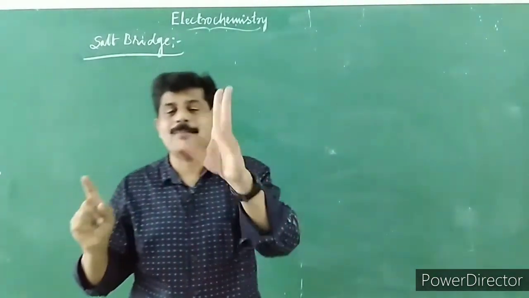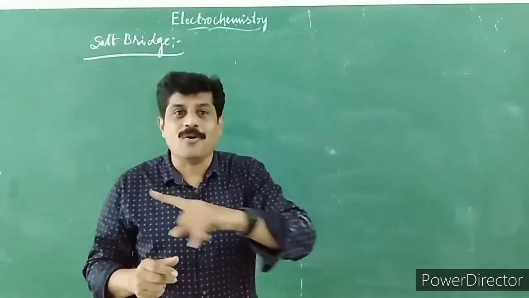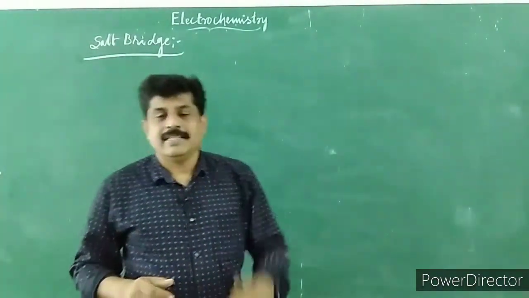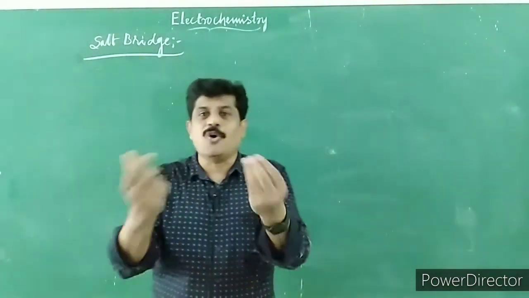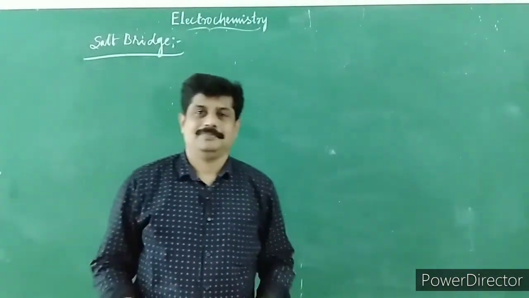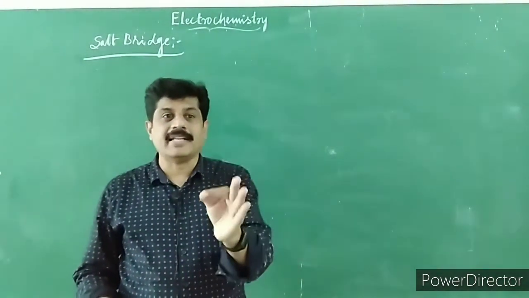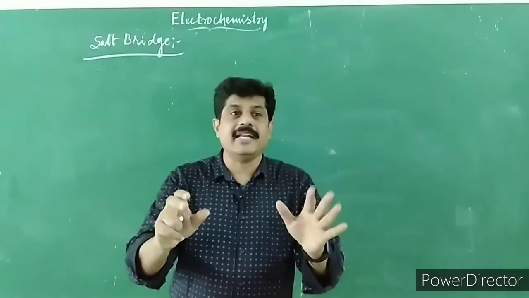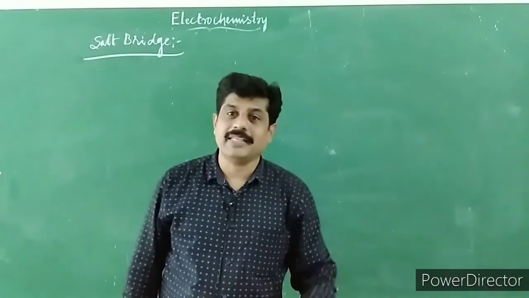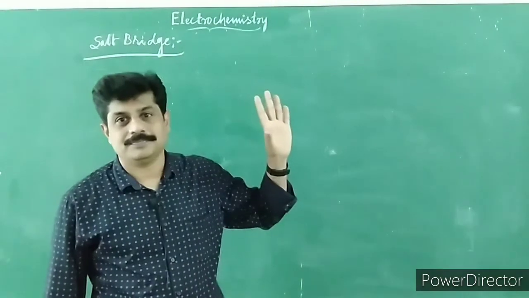For example, sodium chloride, potassium chloride, copper sulfate, ammonium nitrate. You can see in all the examples the charges on the cations and anions are the same. Second one, the ions of the electrolyte should not be involved in any electrochemical change or reaction. Third one is very important. The ions should not react chemically with any content or species of the cell. So these are the three important characteristic features of the electrolyte which are going to be used in the salt bridge.